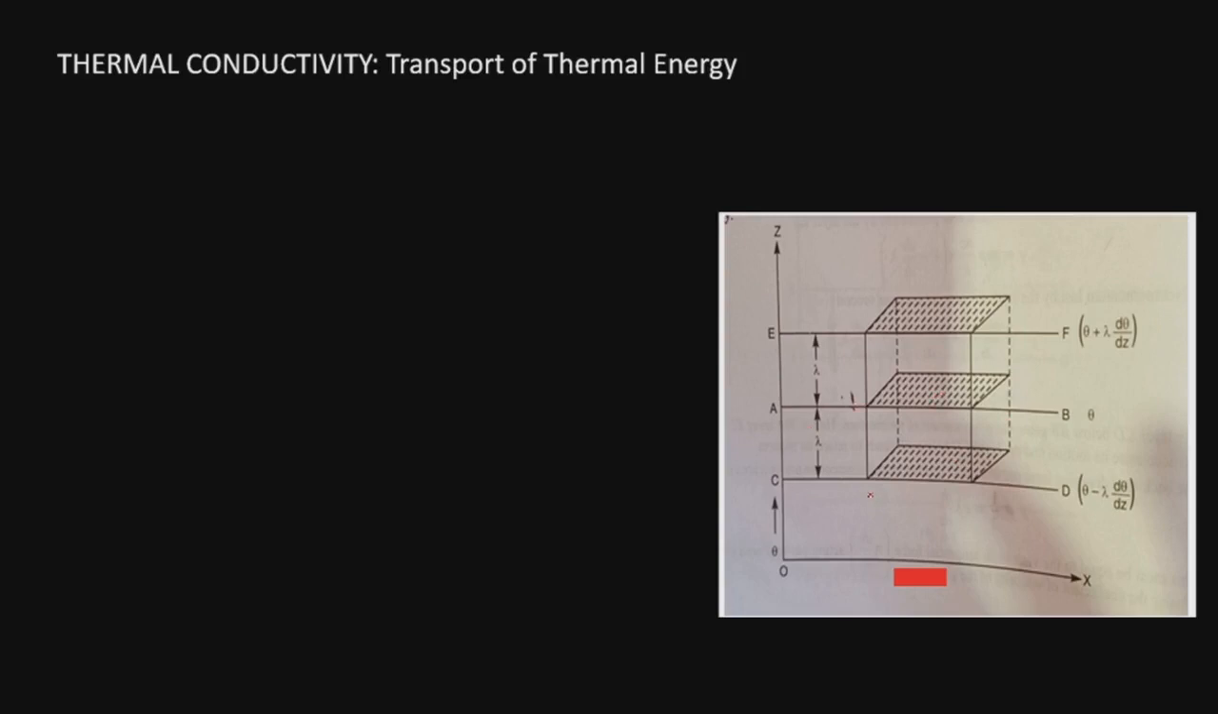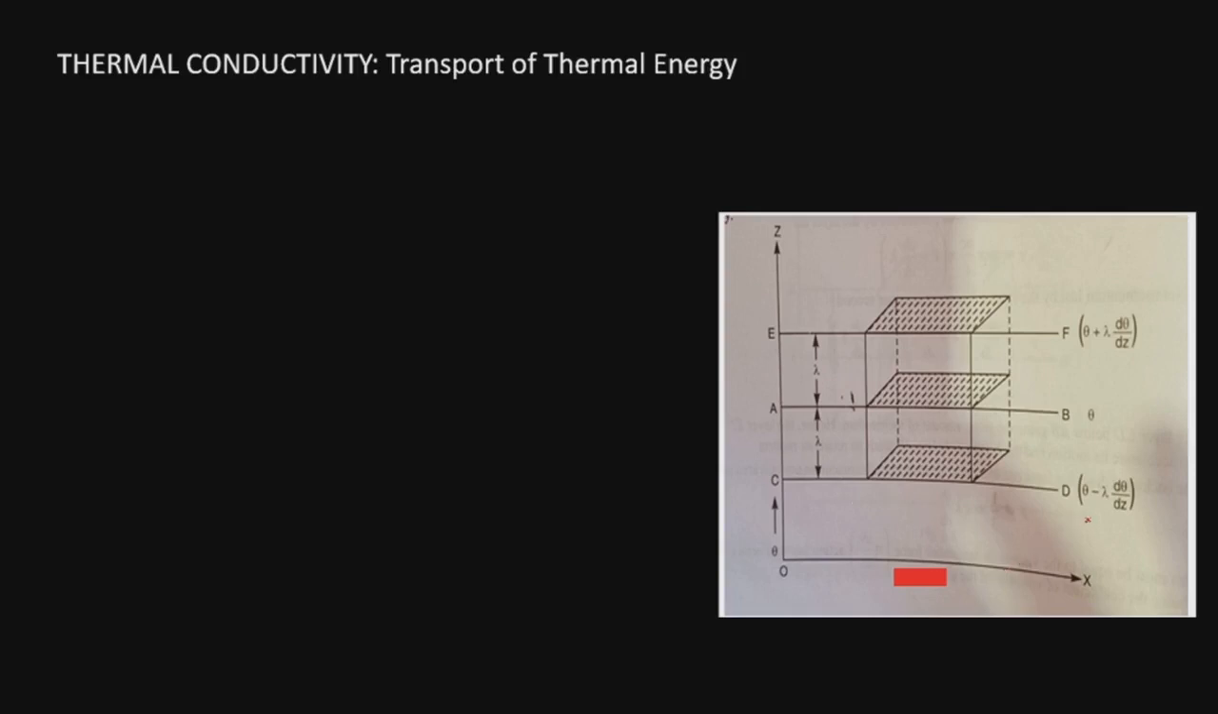Let us consider a fixed mass of gas which is at rest, as shown in this figure. Suppose there is a uniform temperature gradient. In this case we are taking d theta by dz as the temperature gradient along the OZ direction, that is, the temperature difference between two layers. In the steady state, the temperature of each horizontal layer, parallel to OX, will be constant.